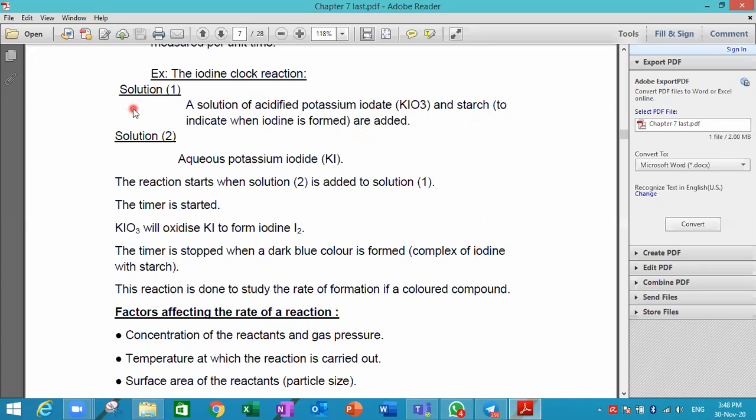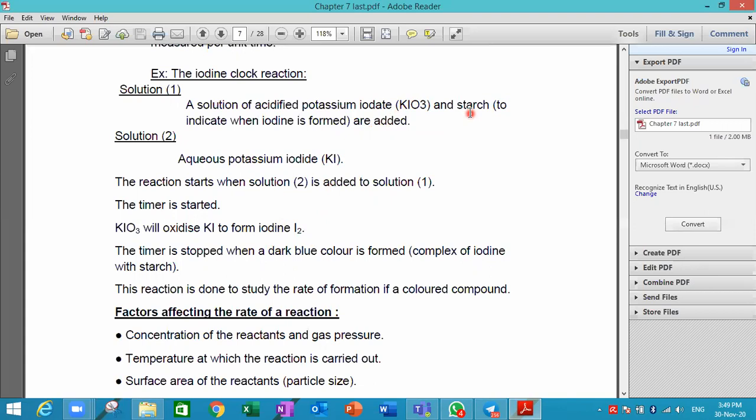So we get two solutions. Solution 1 contains acidified potassium iodate and starch, and solution 2 is aqueous potassium iodide, and then we start to add solution 2 on solution 1. So a reaction will take place between the potassium iodide and the potassium iodate, and iodine is going to be produced. The time that iodine is produced, it will react with starch and form the blue color.